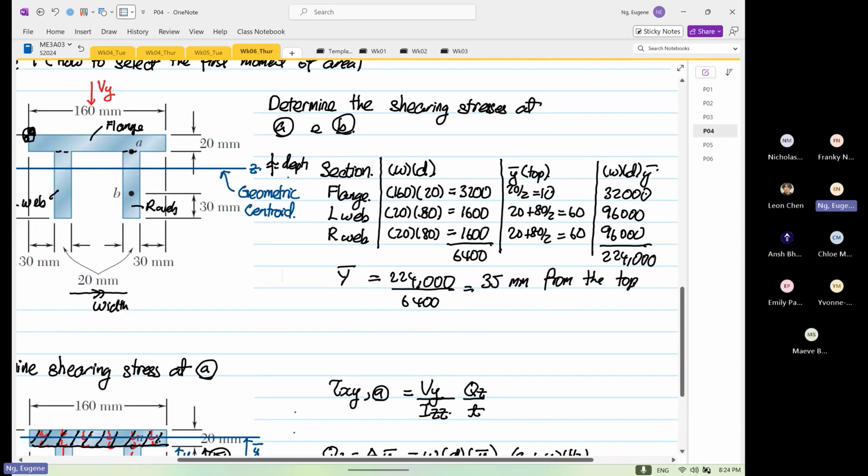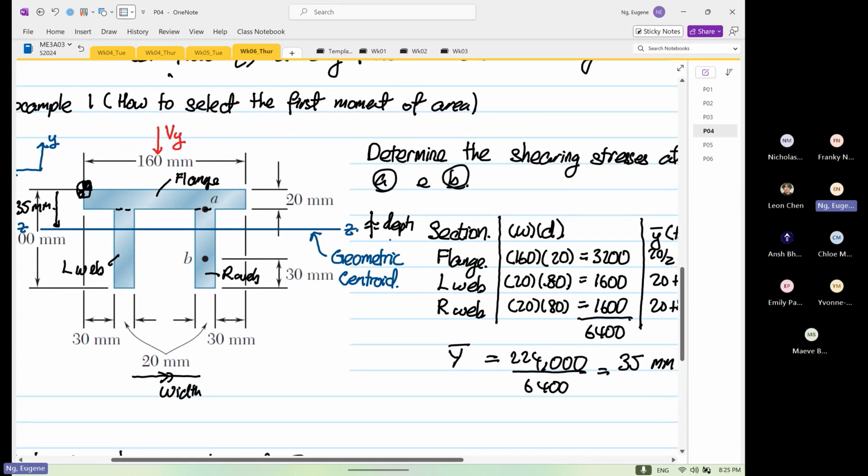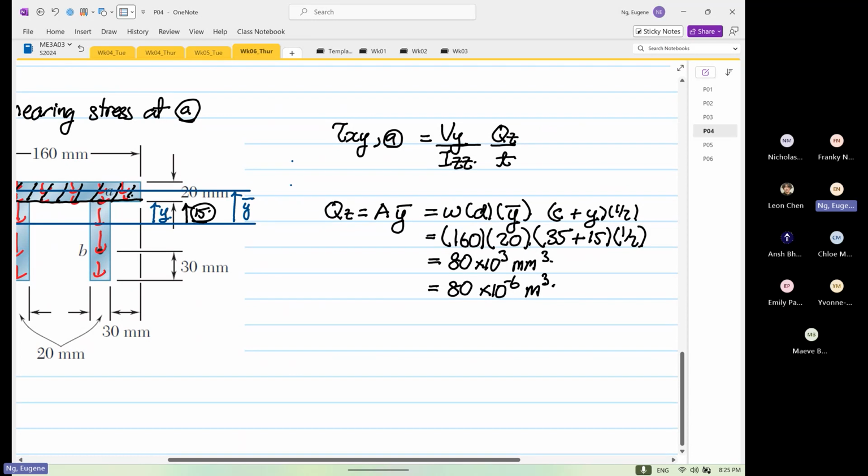Now if you look at point A, which thickness do you take? If you look at the Q, there is a thickness over here. Do you take this thickness or do you take this thickness? You see where this is coming from, right? So what thickness do you take? I'll show you both. We have not determined Vy and Izz yet. It's okay, because Vy and Izz are constant. For now, it's fine.